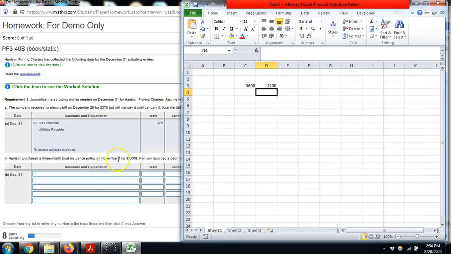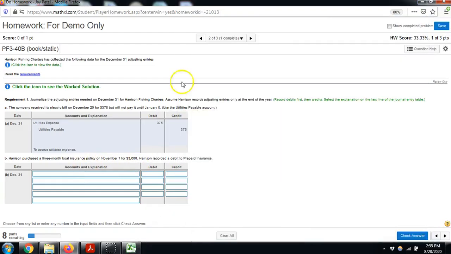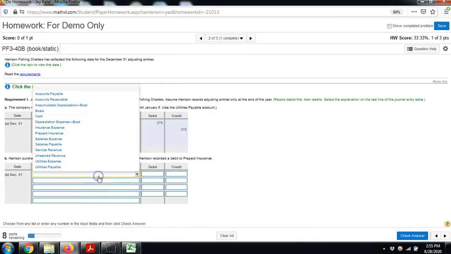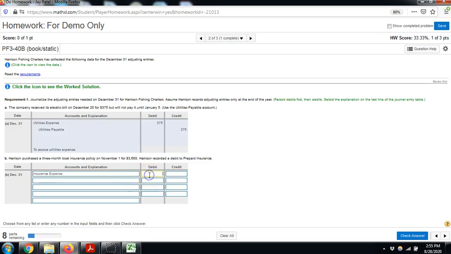And so if we bought it on November 1st, the months of November and December will have gone by December 31st. So we're going to have 2 months of this. So this times 2. So we're going to basically have to take an expense of $2,400 for insurance and reduce our prepaid insurance by $2,400. So let's see how we do that. Basically, we have an insurance expense that we're going to debit $2,400.